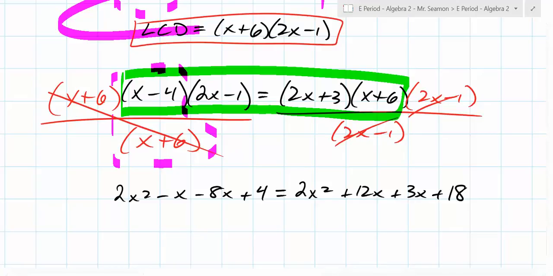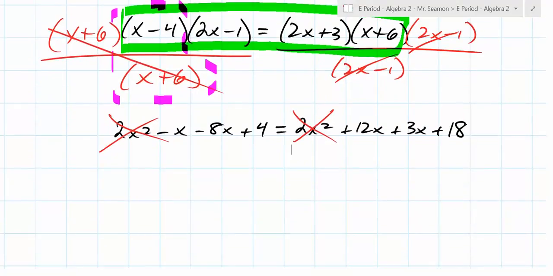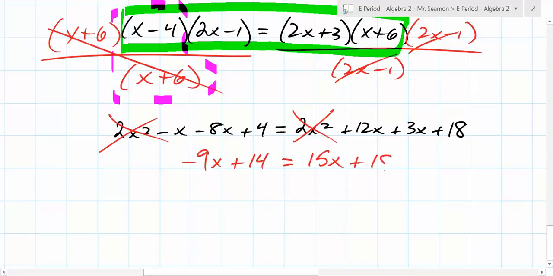What are two things that immediately cancel right now? What's one thing that cancels? What goes away? 2x squared. And is that awesome when you can get rid of the x squareds? Say hallelujah. It's really nice because therefore you went from being a quadratic to being a linear. So what do you end up with? Negative 9x plus 14 equals what? 15x plus 18. Let's add 9x.